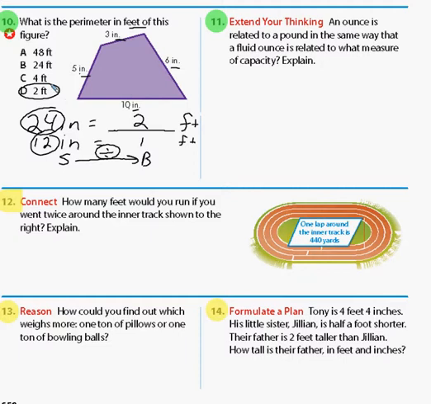Okay, question number 11. Question number 11 says an ounce is related to a pound in the same way that a fluid ounce is related to what measurement of capacity, and explain. So, that's a pretty good question. If we look at our math chart, when it's talking about pounds and ounces, it says that 1 pound equals 16 ounces. Okay. But when we look on our math chart and it's relating ounces to other units of measure, it's not showing us fluid ounces is equaling 16 of anything.